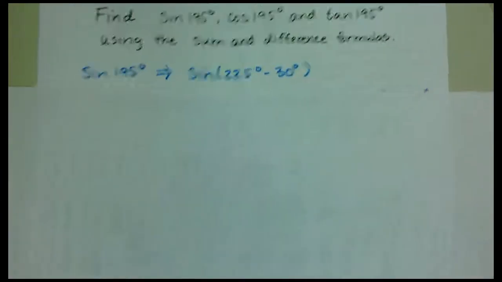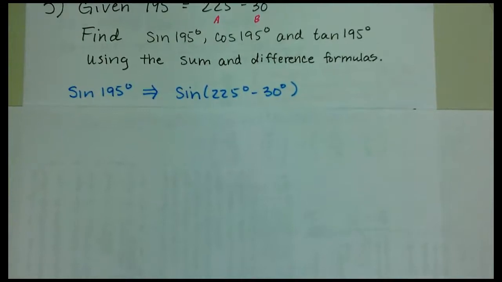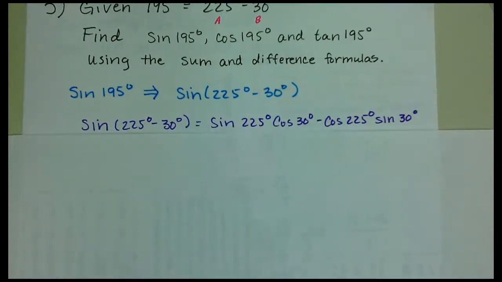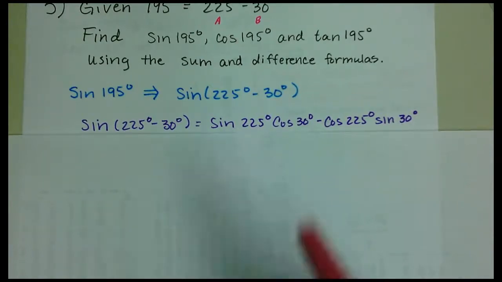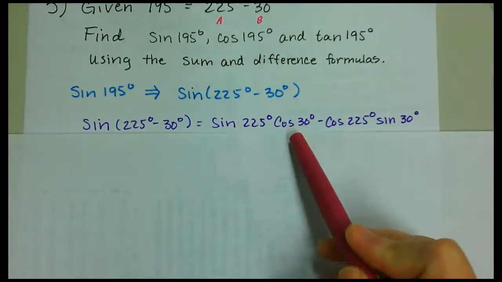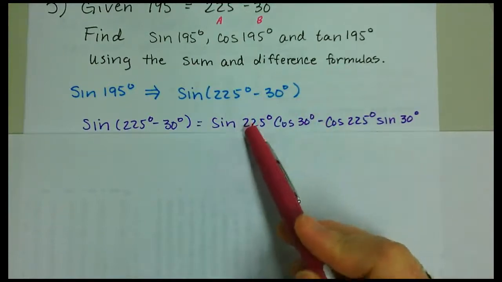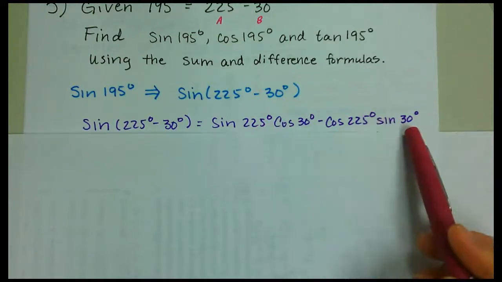And away we go on the first one. So I'm finding sine of 195 degrees, and that is going to be sine of 225 minus 30 degrees. Don't forget your degree symbols. Then we're plugging that information into the identity. So the identity for this one was sine 225 cosine 30 minus cosine 225 sine 30. So this is A, B, A, B.